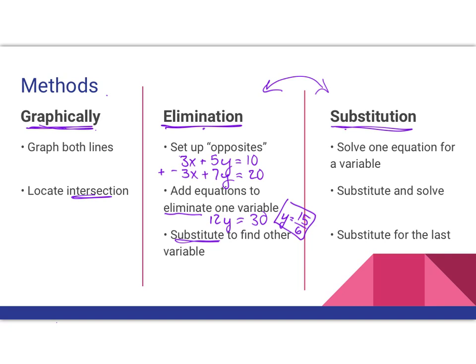Okay. Substitution, you solve one equation for a variable, you substitute and solve for the other variable, and then you substitute back in to get your last one. So it's all about, if I have y equals 3x plus 5, and I have 4x plus 2y equals 17, I can take this whole piece and replace it into the y. And then we go from there. That's a quick overview of all three methods.